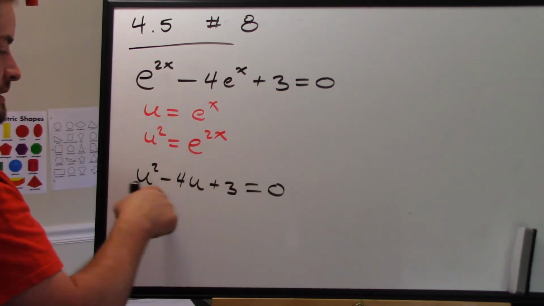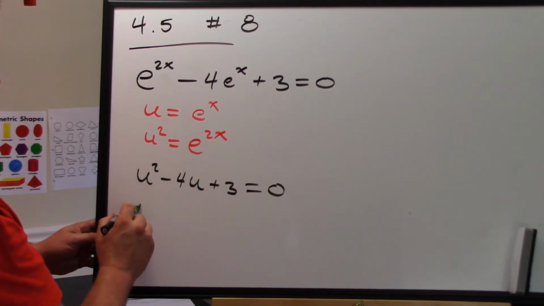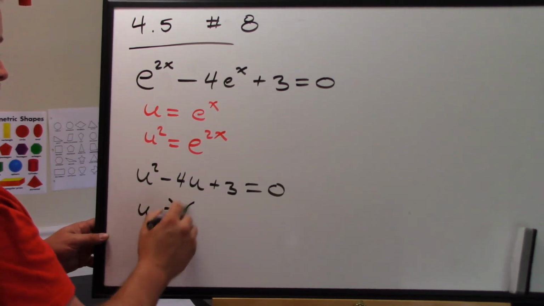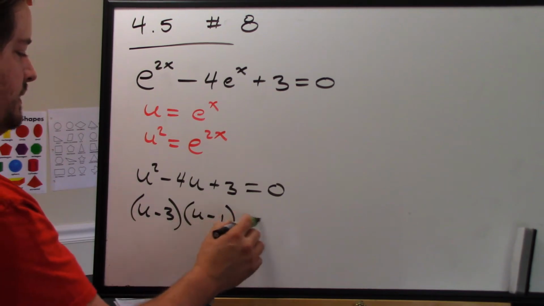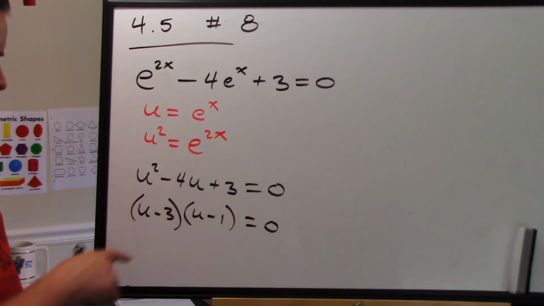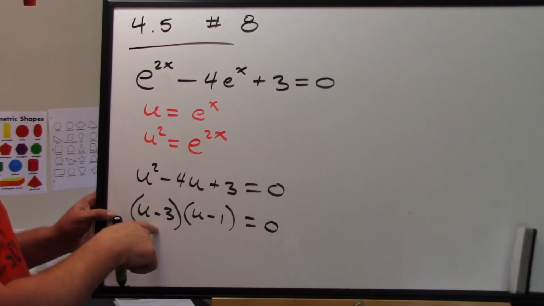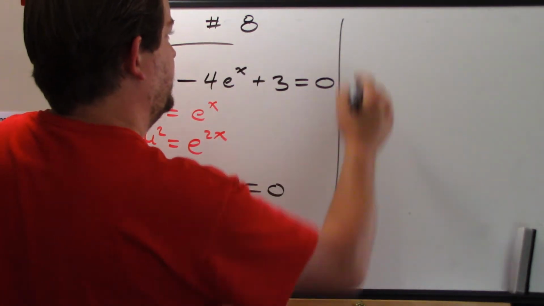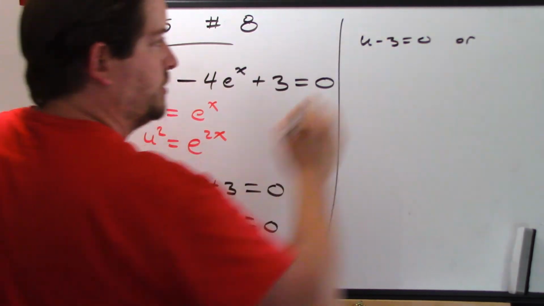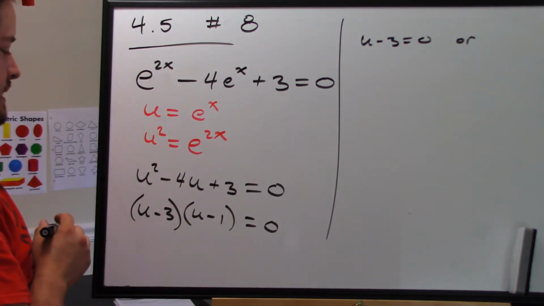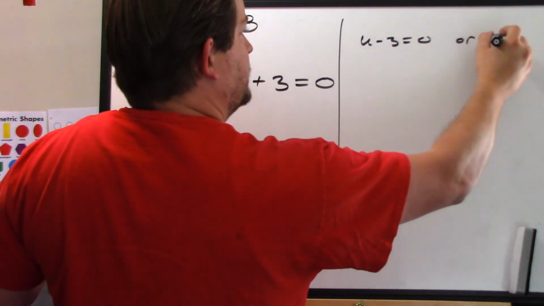I can factor this. This gives me u minus 3 times u minus 1. And therefore I can break this down to either u minus 3 is equal to 0, or u minus 1 equals 0.